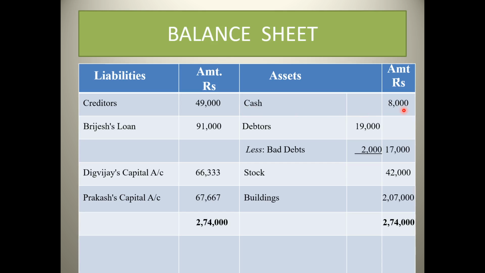Here in these cases cash remains unchanged in case of retirement because no cash outflow or inflow is there. The debtors balance will change a little bit. Bad debt arises newly: gross debtors 19,000, less bad debt 2,000, to 17,000, the new good debtors. Stock is 42,000, building 2,07,000, and the total of the asset side is 2,74,000. This way we can see the balance sheet also.